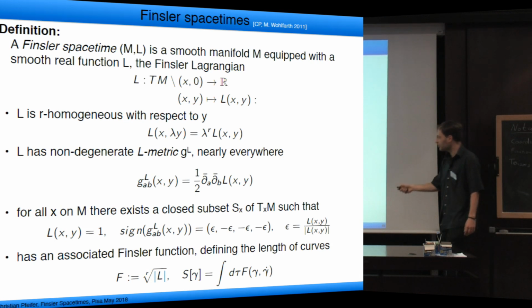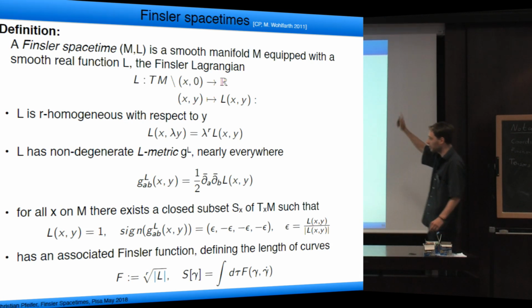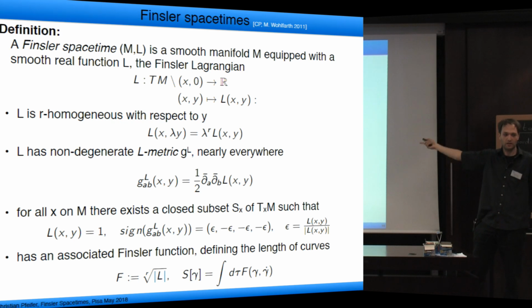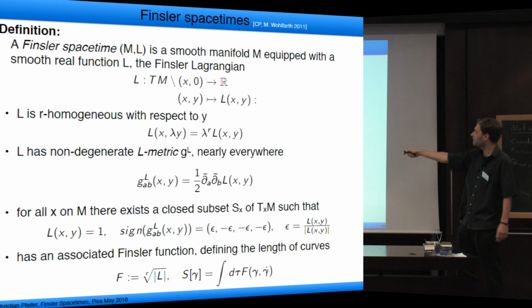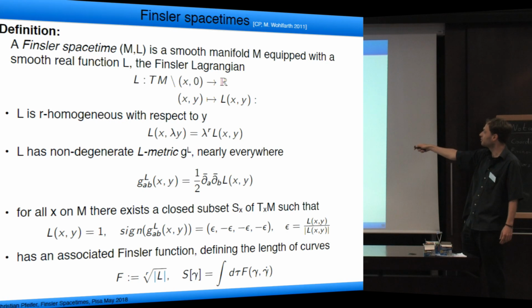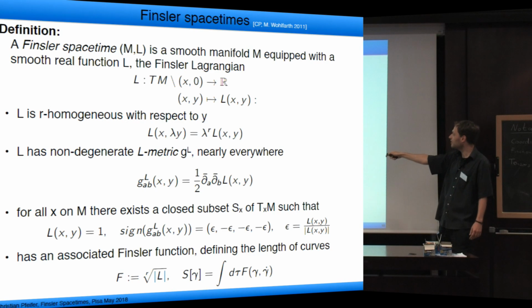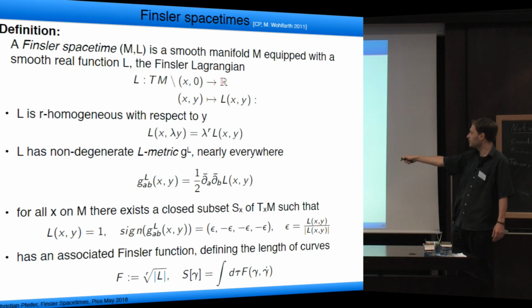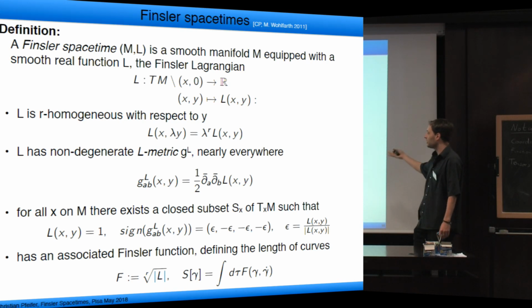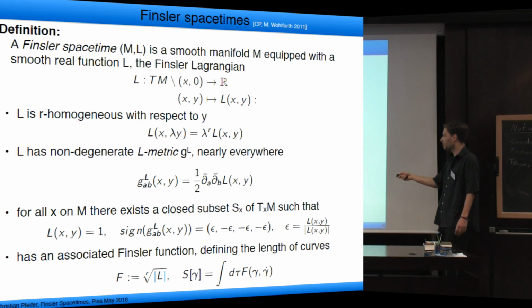Yes, so this is my definition of Finsler spacetimes, and I will read it to you, and then we'll go through it step by step, and I tell you why I think all these points are necessary. So, a Finsler spacetime is a smooth manifold equipped with a smooth real function, which we call the Finsler Lagrangian, which is on the slit tangent bundle, and it shall be R homogeneous with respect to the direction. It shall possess a so-called L metric, which is a second derivative of this function with respect to the directions, which shall be non-degenerate not everywhere, but nearly everywhere. So we'll see that naturally in this birefringent crystal example, directions appear where this metric degenerates.